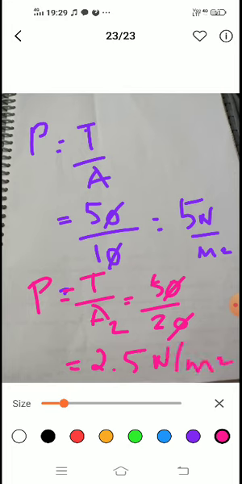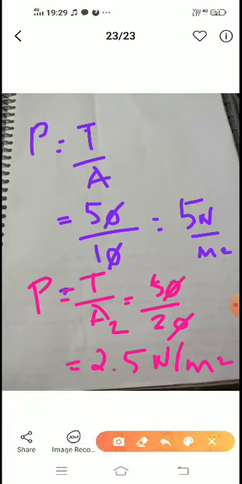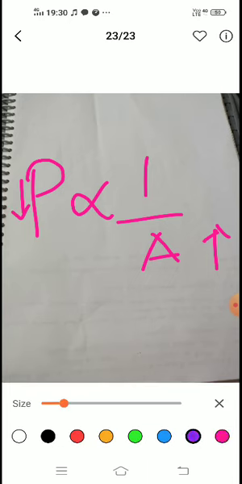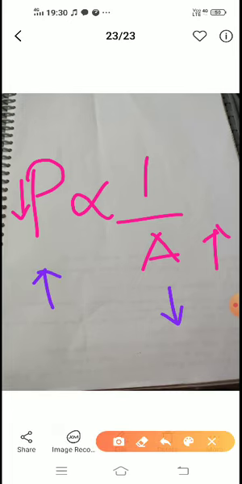So you can see, as your area decreases, the pressure increases. As your area decreases, pressure increases. We call them inversely proportional. Pressure and area are inversely proportional. If one is going to increase, the other will decrease, and if your area is decreasing, your pressure will be increasing. This is the inverse proportionality between them.